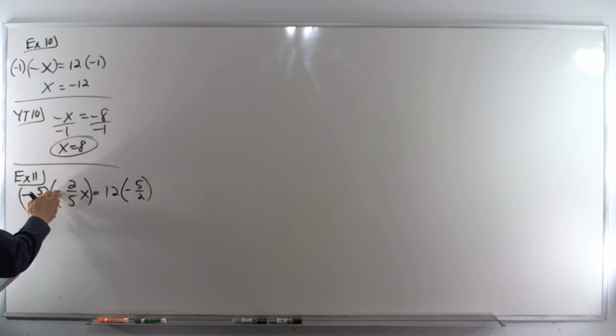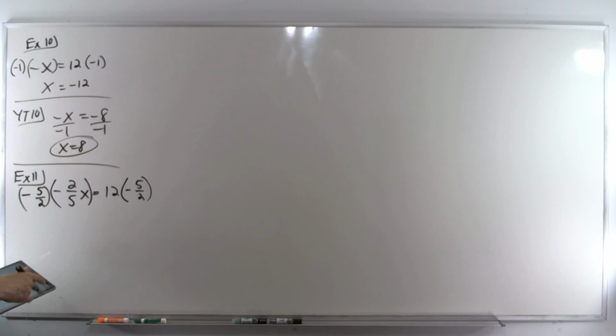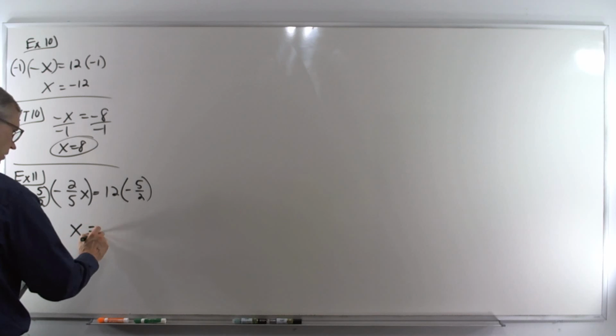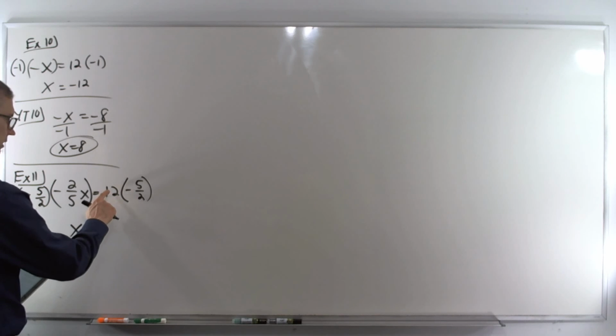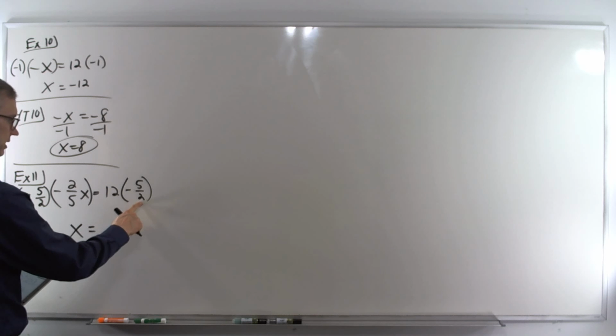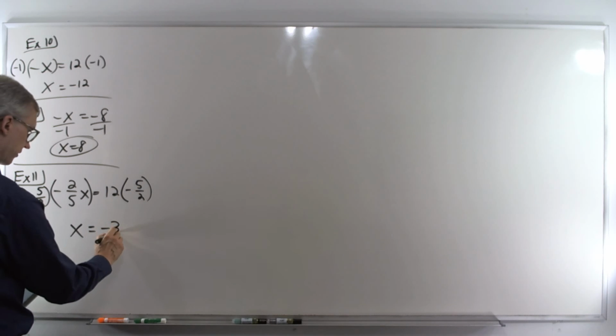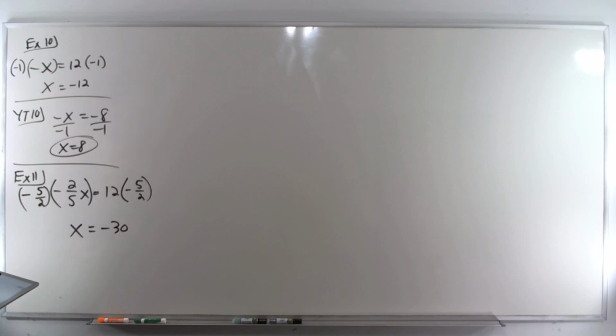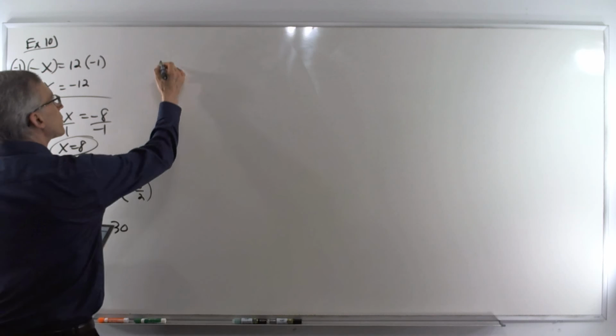That way the negatives cancel, the 2's cancel, and the 5's cancel. So everything cancels on the left. And then over here, we got 12 divided by 2 is 6, times 5 is 30, with a negative there. So -30. Your turn, number 11.